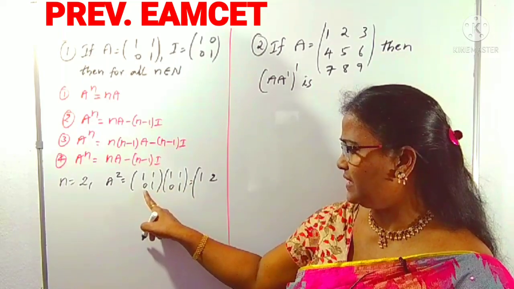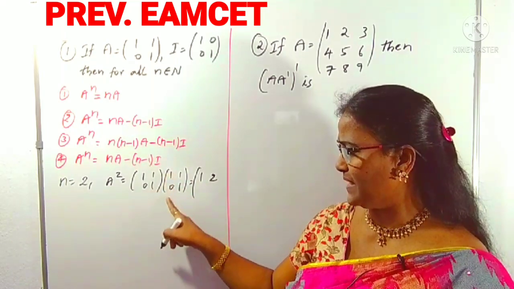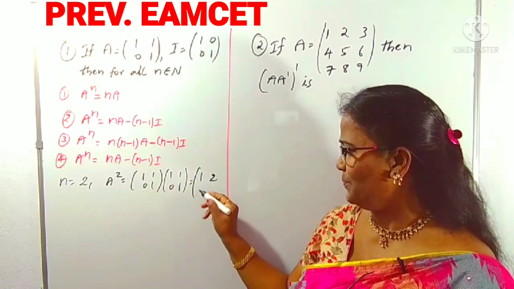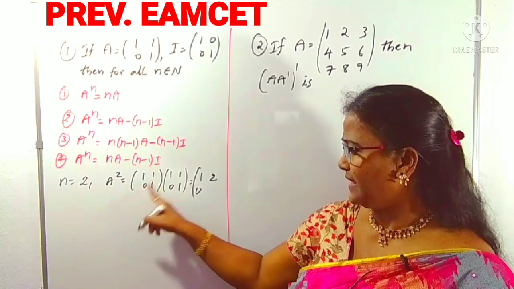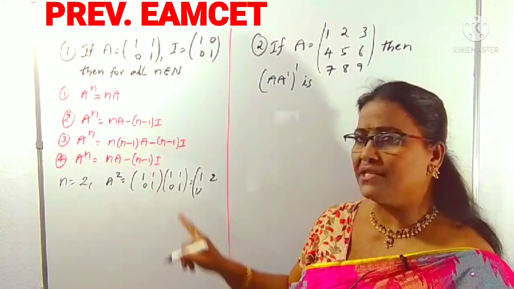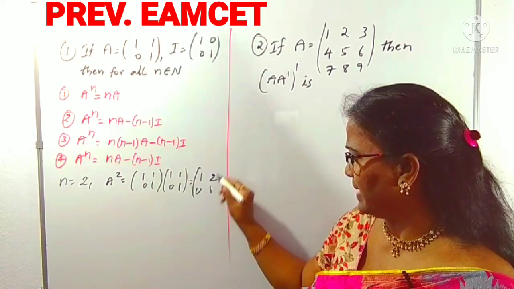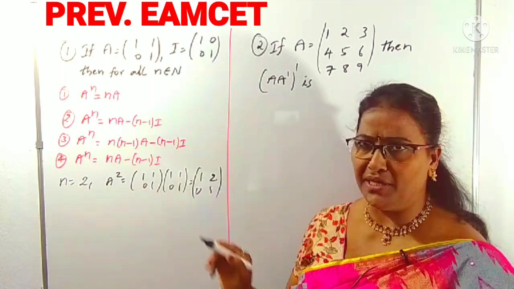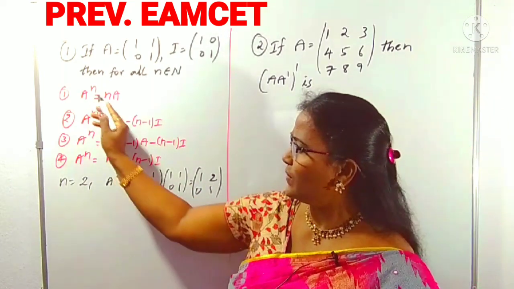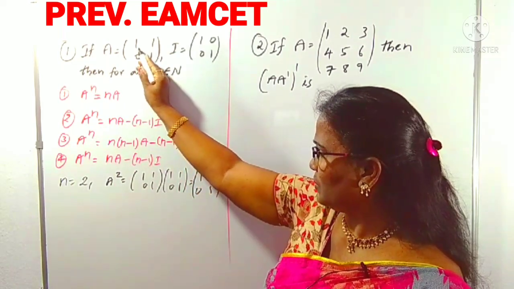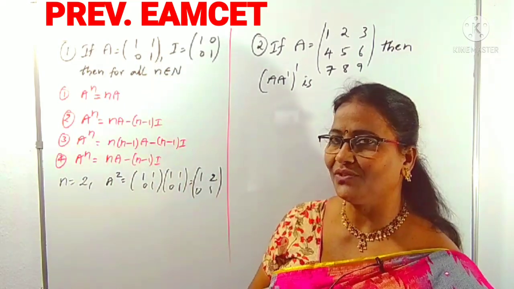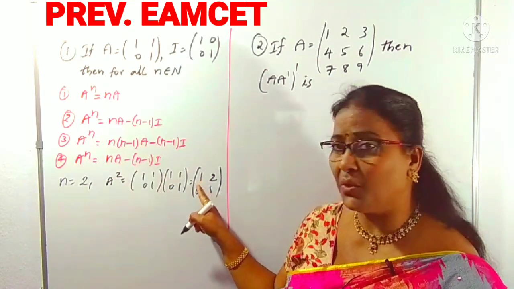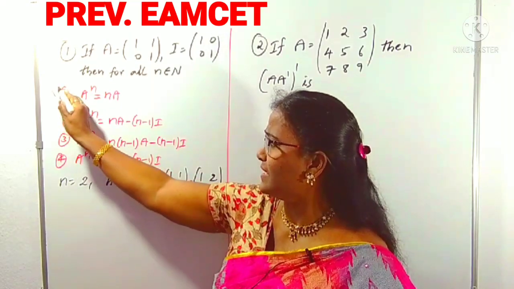Now the third element: take the second row with the same process. 0 into 1 is 0 plus 1 into 0 is 0, so 0 plus 0 is 0. Then the next element: 0 into 1 is 0 plus 1 into 1 is 1, so 0 plus 1 is 1. That is the product of matrices. So A square I got as [[1,2],[0,1]]. Now we can concentrate on the options. Is A square equal to 2A? If you take 2A, it is [[2,2],[0,2]]. According to option number 1, 2A is [[2,2],[0,2]], but we got [[1,2],[0,1]]. That means option number 1 is not correct.